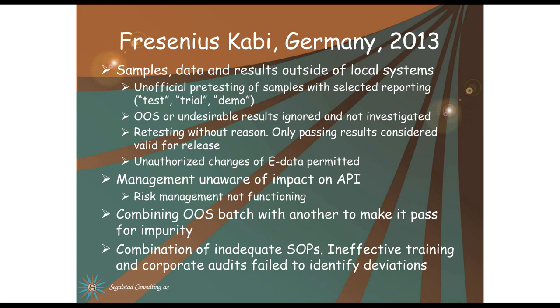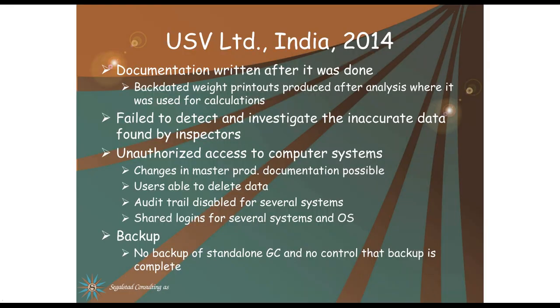Management were unaware of impact on API. The risk management was not functioning. They were combining an out-of-spec batch with another one to make it pass for impurities. Combinations of inadequate SOPs, inefficient training, and corporate audits failed to identify deficiencies. I would not like to be the receiver of this one.